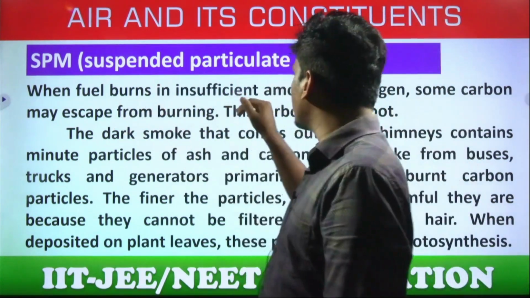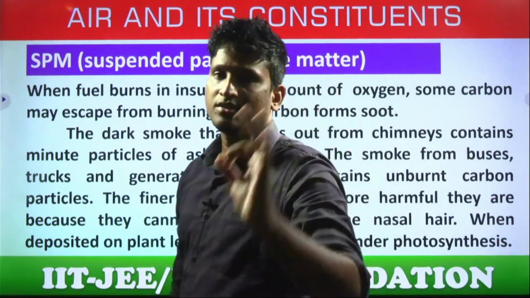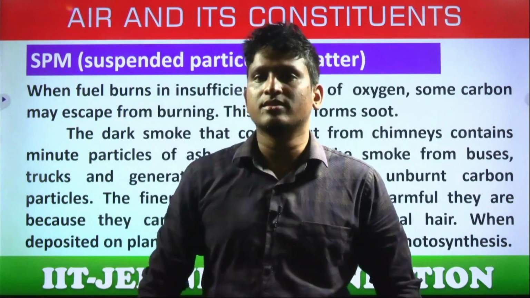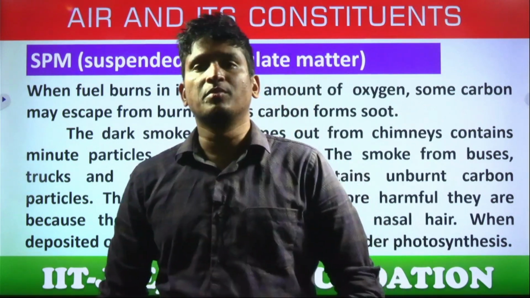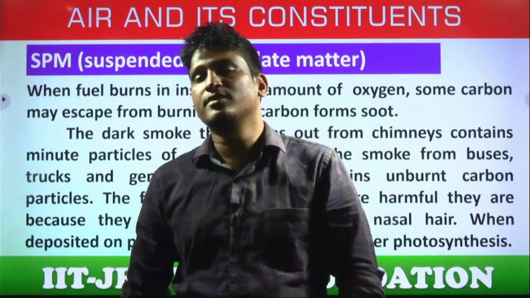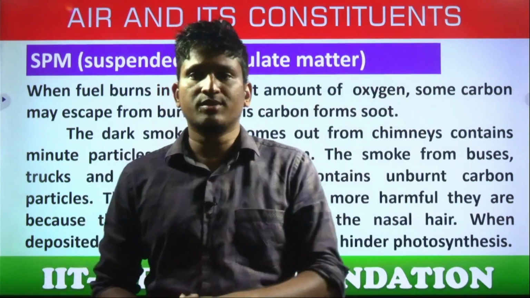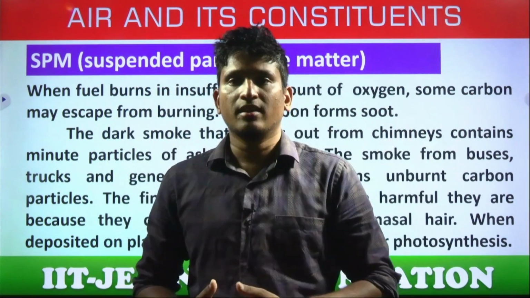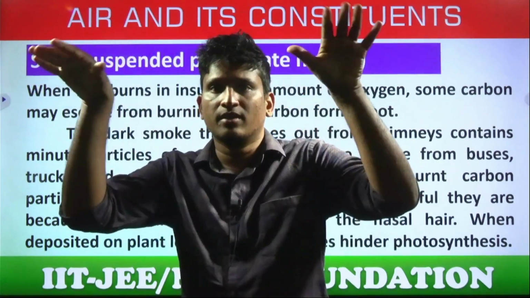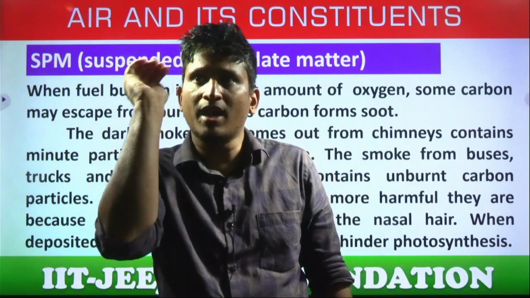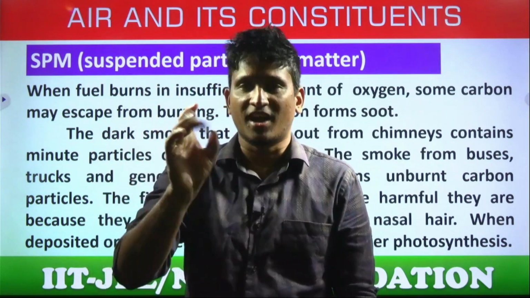When fuel burns in an insufficient amount of oxygen, some carbon may escape from burning. This carbon forms soot, students. For example, as I said in the previous slides, with insufficient combustion of petrochemicals, what can we expect? Carbon monoxide. If there is very little oxygen, some carbon may escape without burning also. For example, students, have you seen while burning a candle, during puja times also, some black coating appears on the roof of the place? Yes or no? If you scratch that black coating, what will you get? A black powdery substance. What is it? Carbon only, students.